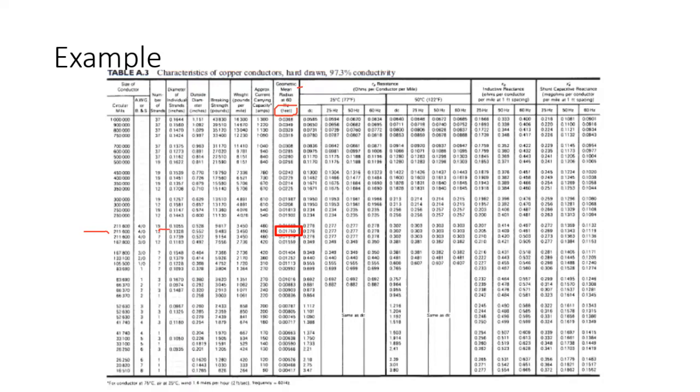So, Doctor? Yes. In any questions you'll give us, we'll assume the frequency to be 60 and not 50? No, if I give you 50, you need to work on 50. But if the table is given at 60, because the geometric mean radius is not given at 50, therefore you will take it as 60.